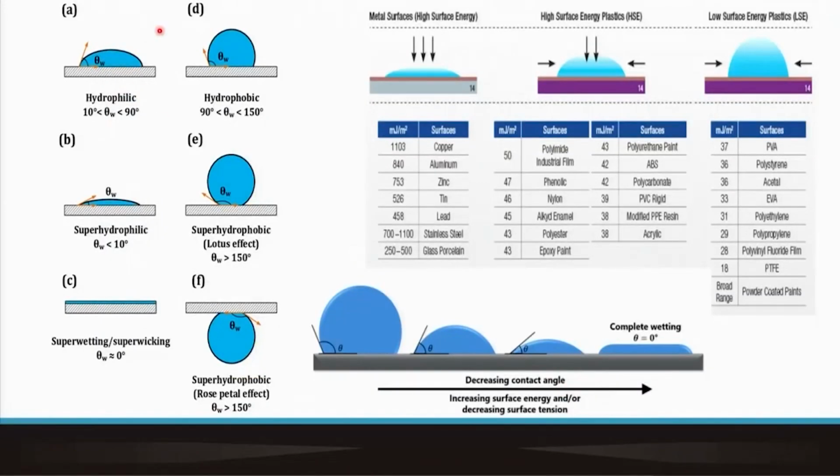Now, I was referring to the manifestation of the solid liquid interface in two forms, or multiple forms, but here are the two extremes.